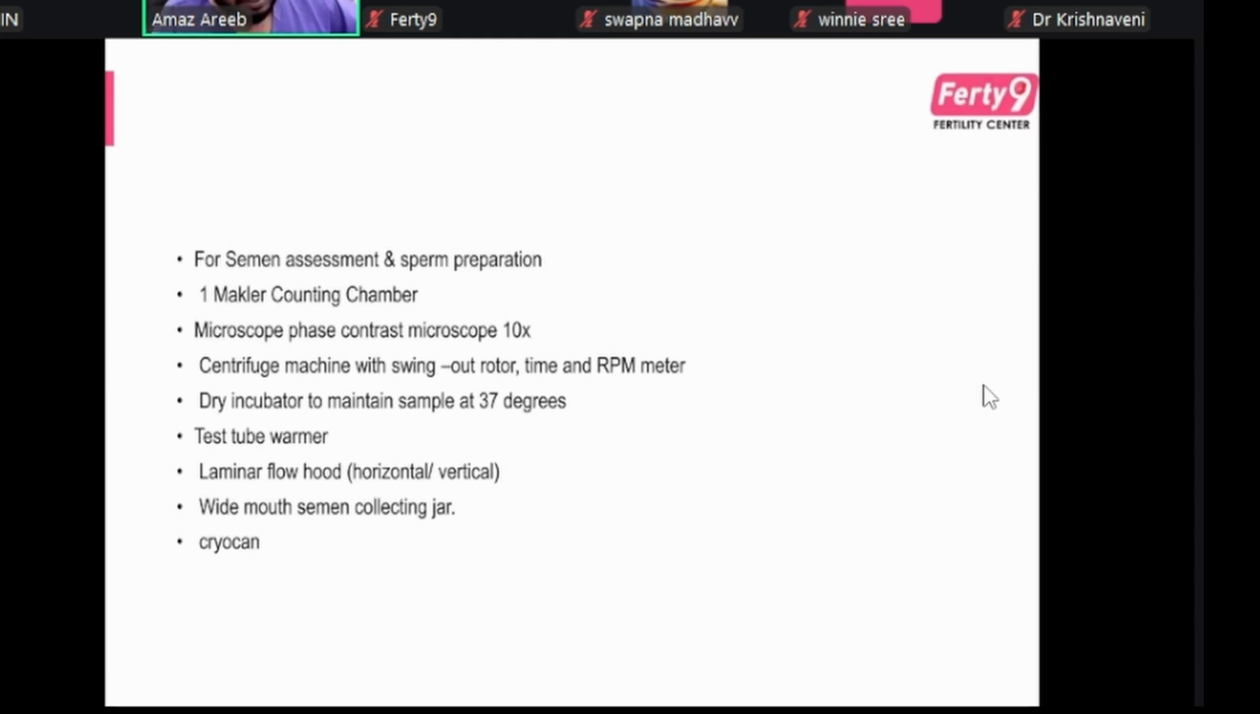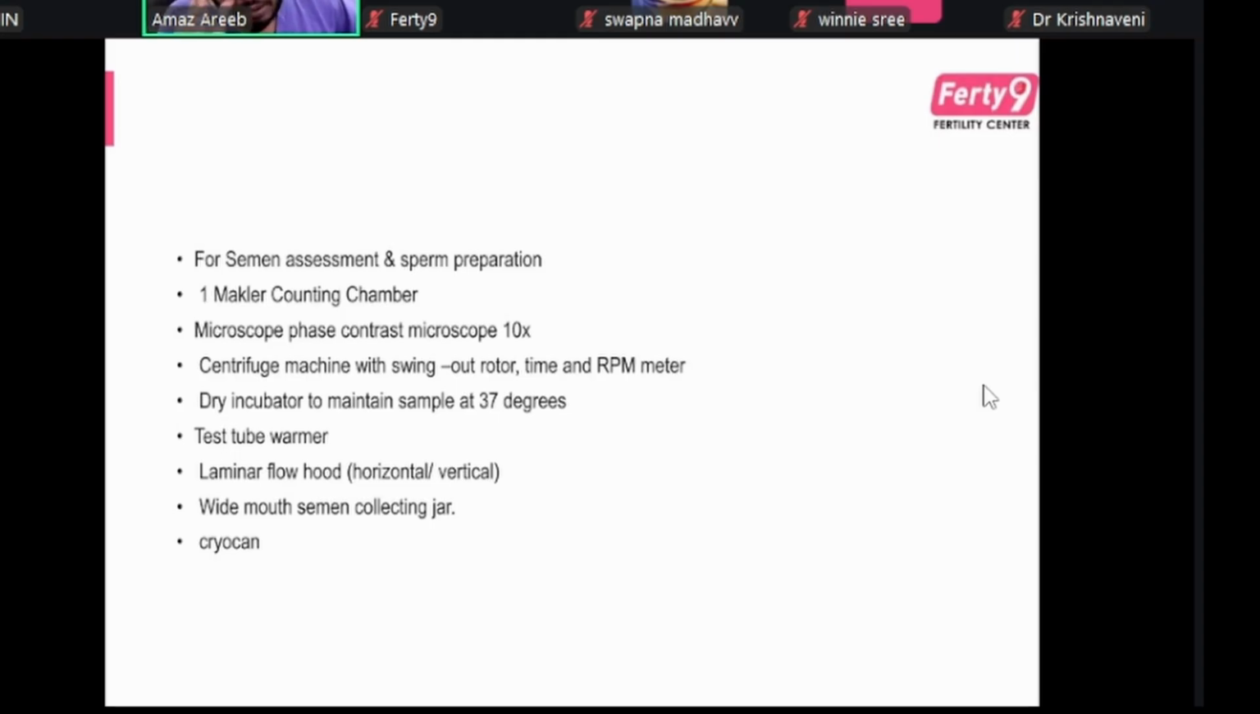If you have a centrifuge which can maintain 37 degrees Celsius, there are centrifuges which come with temperature maintained at 37. If you have the option, then you can also go for that. You also need a dry incubator to maintain the sample at 37 degrees, because liquefaction happens at 37 degrees only.